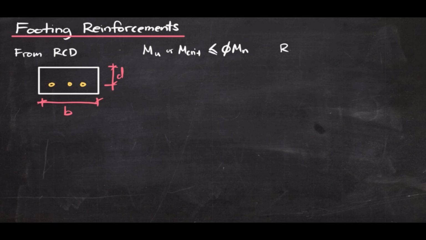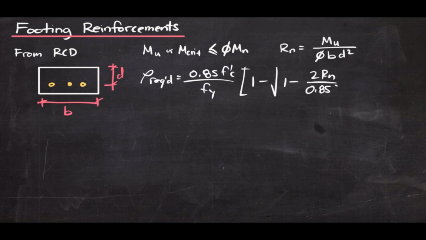Now, as an intermediate step, we solve for R sub n, which is MU divided by phi B D squared. And from there, we can get the required steel ratio using this equation or formula. This formula can be found in standard texts in reinforced concrete design. And another thing that we need to satisfy is that this rho required is limited by a minimum steel ratio, which is the smaller of two values.